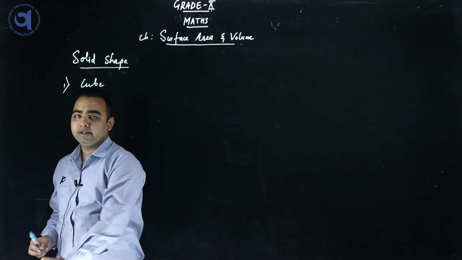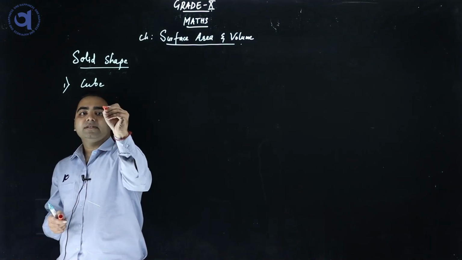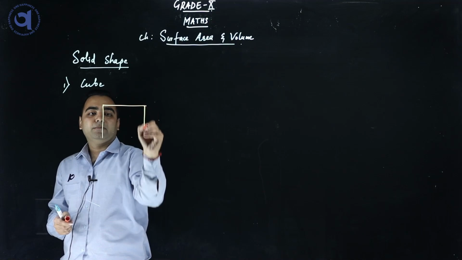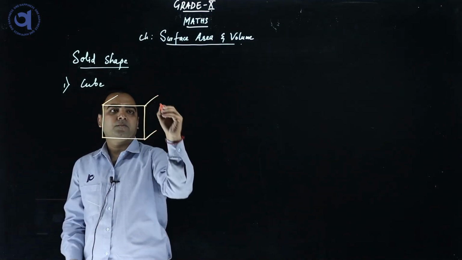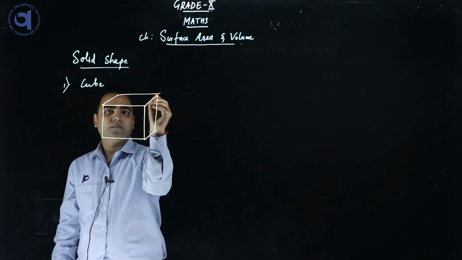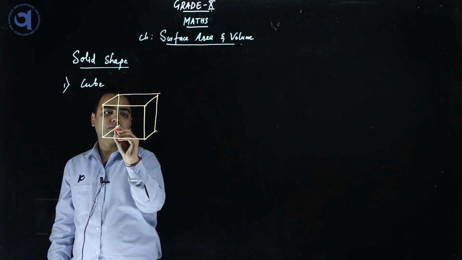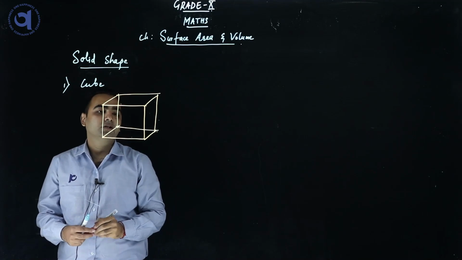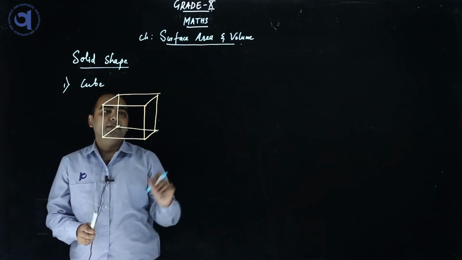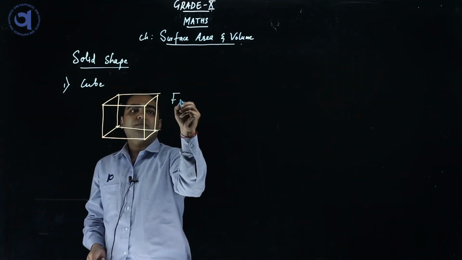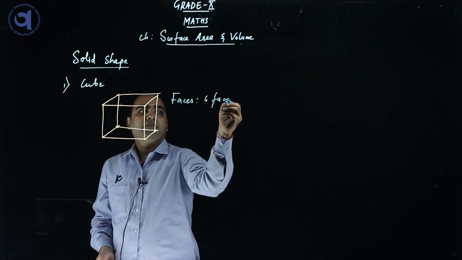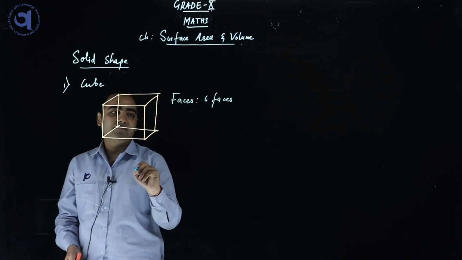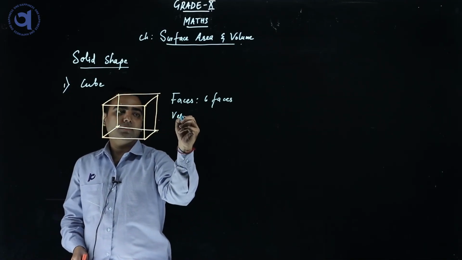So cube is looking like this. It is having 6 faces. All the faces are made up of square. Like this a cube looks. Now here let's see what the faces are. So total 6 faces are there. All are square faces.